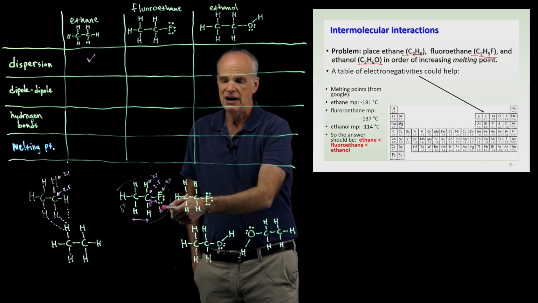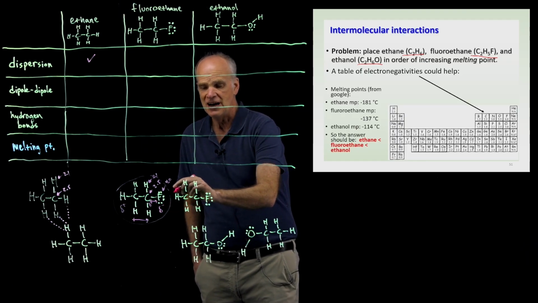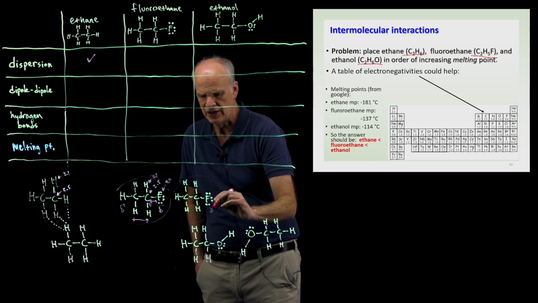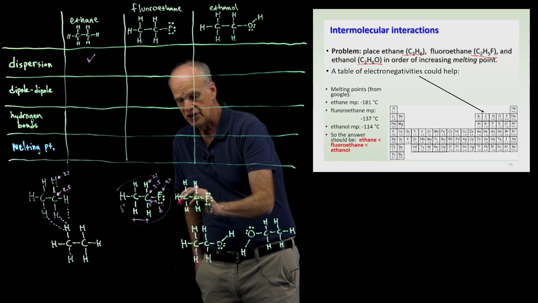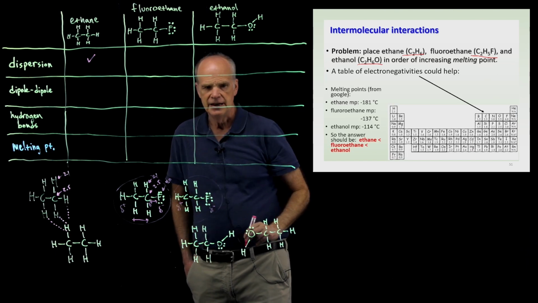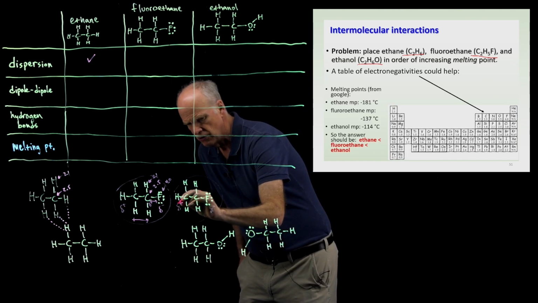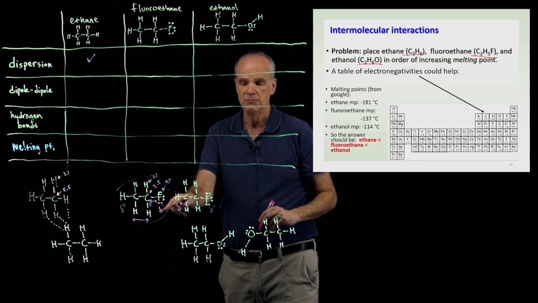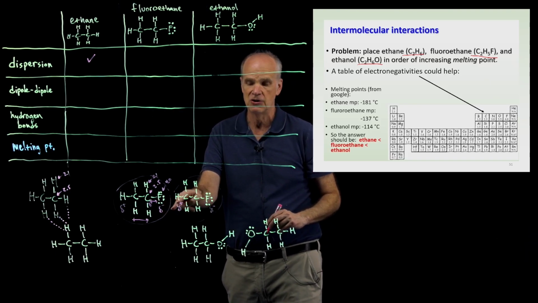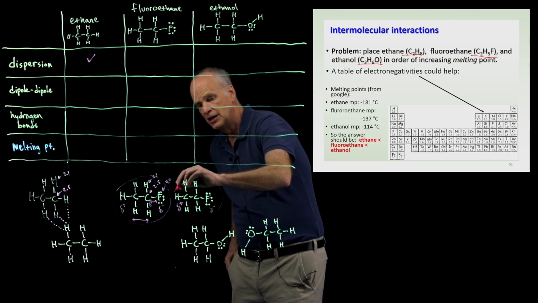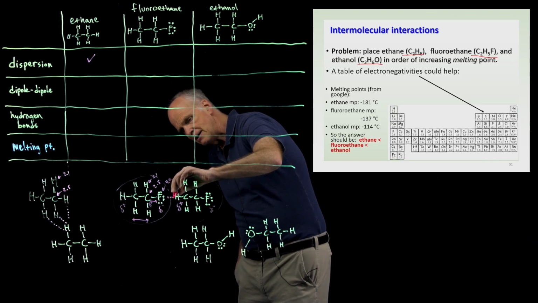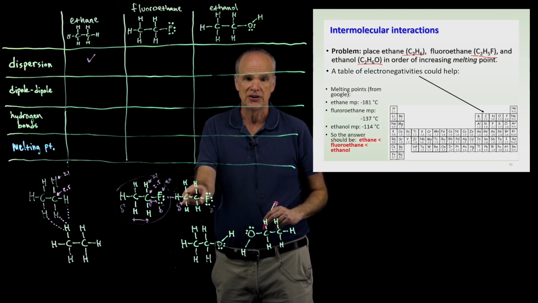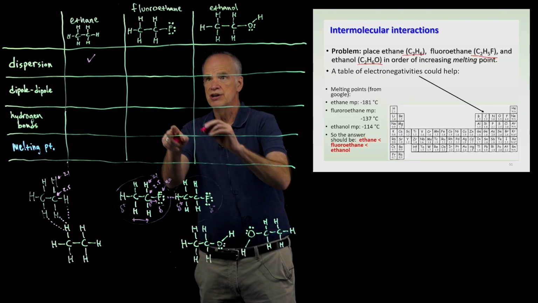What applies for this fluoroethane molecule applies for this one as well. Here we have this fluorine, the delta negative end of the molecule, and the other end is the delta positive end. What is going on here is that when you have this attraction between the delta negative end of one polar molecule and the delta positive end of another polar molecule, this is a dipole-dipole interaction. So we have just figured out that fluoroethane has a dipole-dipole interaction.